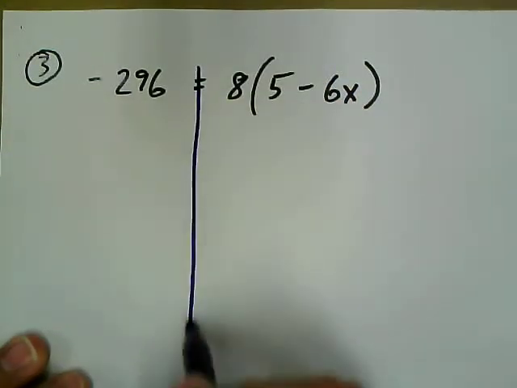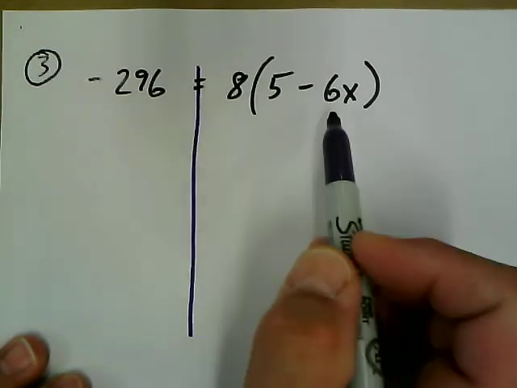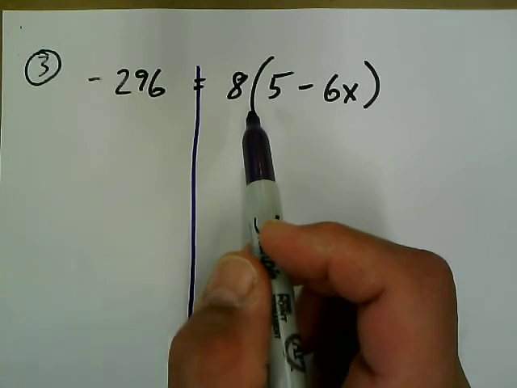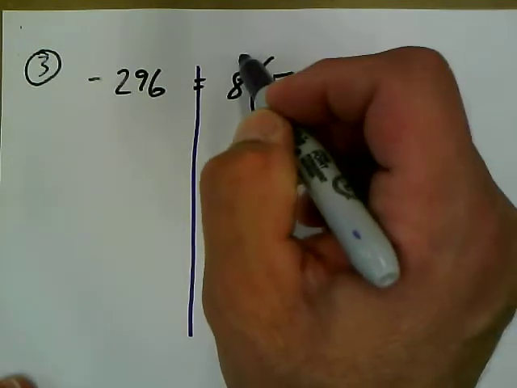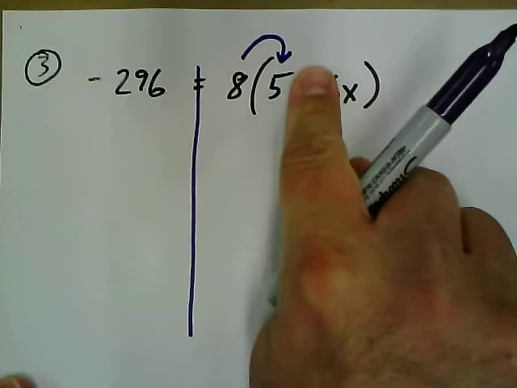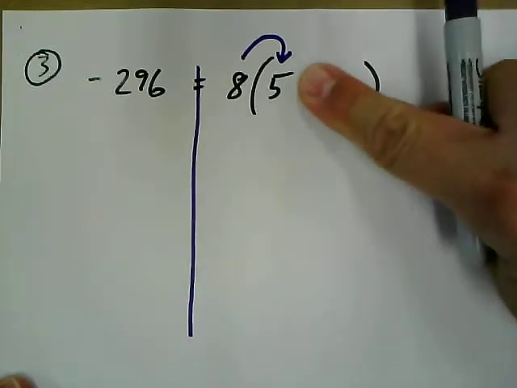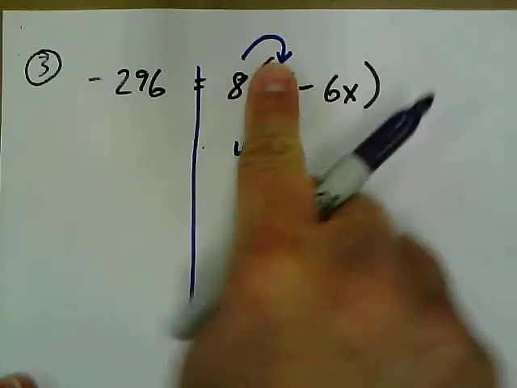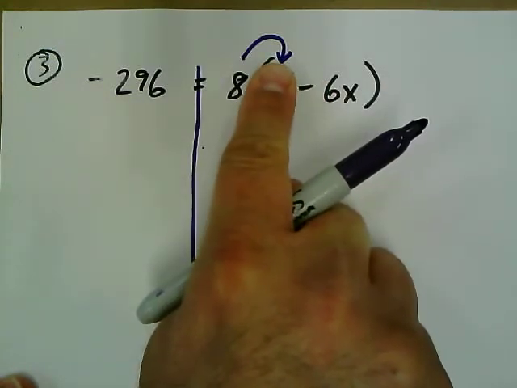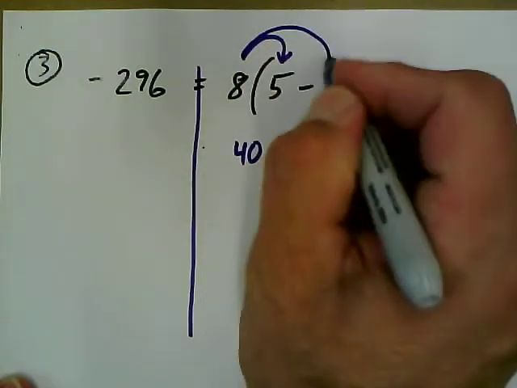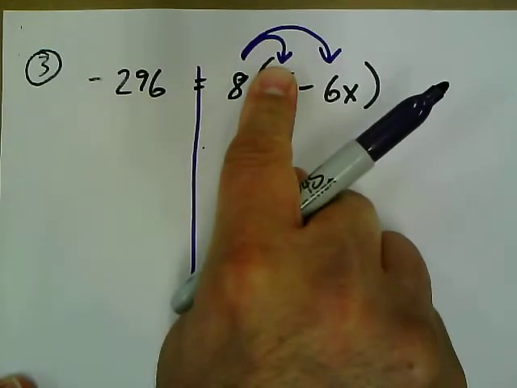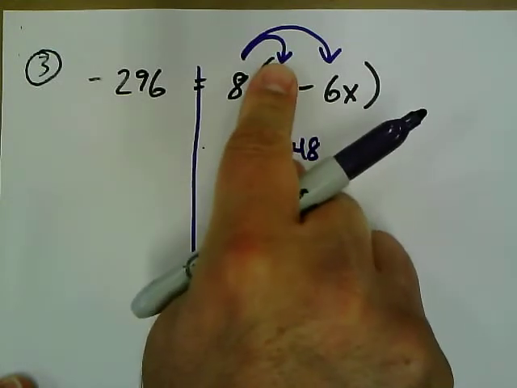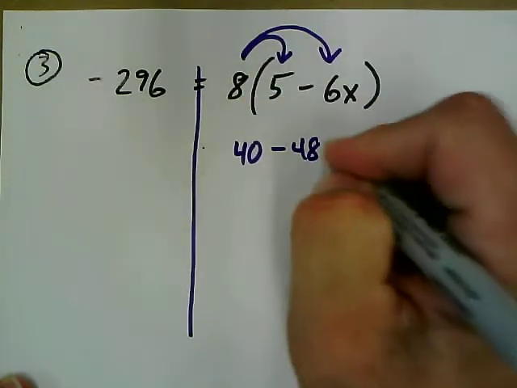So let's look at this one. We're going to look on this side with the variable. Our first step is to simplify, to distribute. So we're going to distribute that 8 to the 5. No x, there we go. 8 times 5 is 40. Then we're going to do that 8 times negative 6x. Well, 8 times negative 6 is negative 48, and they have an x together, so you put an x on it.